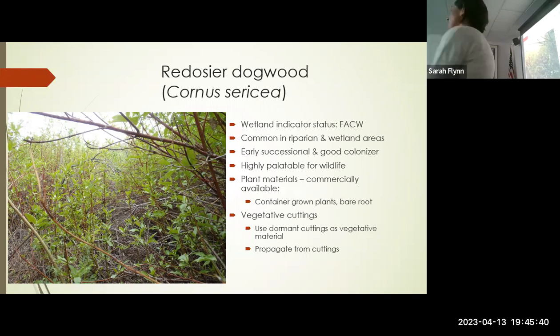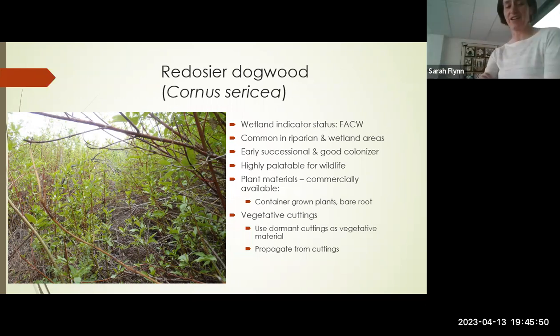And you can use it from vegetative cuttings. We'll mix it in with our willows when we use them in stream bank treatments, and they do pretty well. Also, yeah, container plants. I think you can probably get them bare root. I know that there's some plant people in here. They can probably correct me on what type of materials are available.